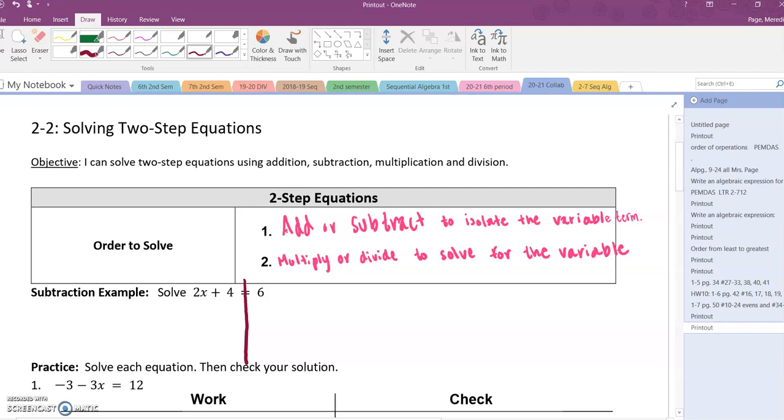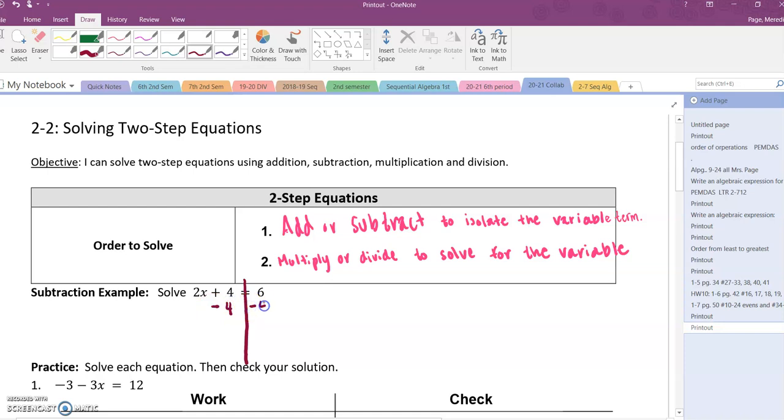So let's apply the first step. It says add or subtract to isolate the variable term. Well, the variable term is the term that has the x, so that would be the 2x. In order to get that 2x by itself, we need to move the 4. That's the constant that we're going to be moving over. Right now it's a plus 4, so to move it to the other side, we have to minus 4.